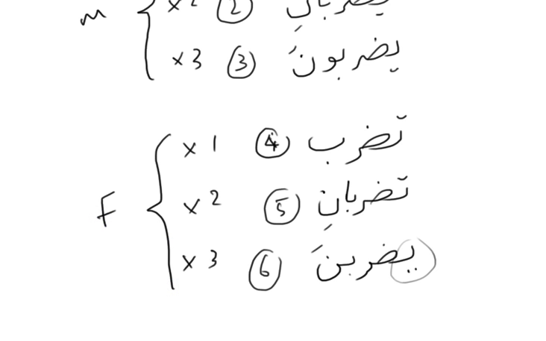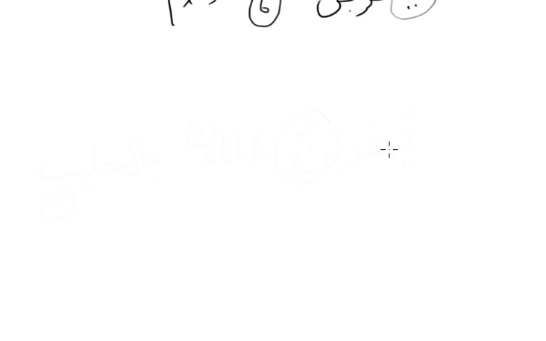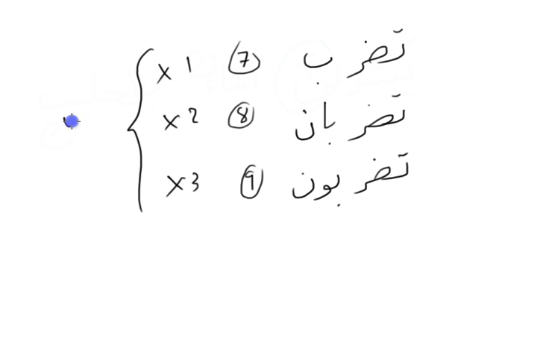And if you were to go down, for you, male, are hitting, tadribu. You two males are hitting, tadribani. And you three, tadribuna. Again, this is 7, 8, 9, times 1, times 2, 3, and this is all male.